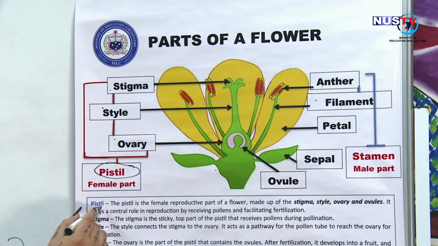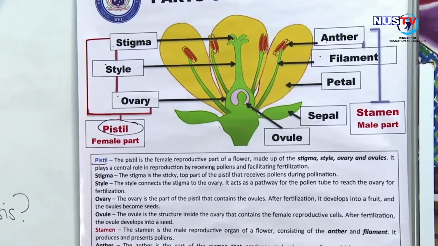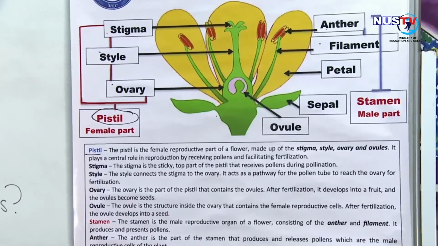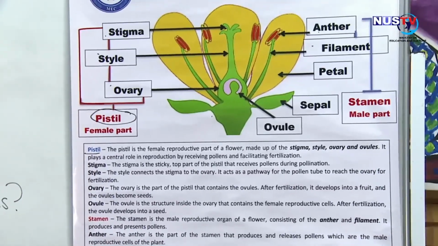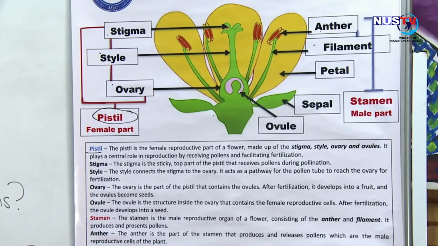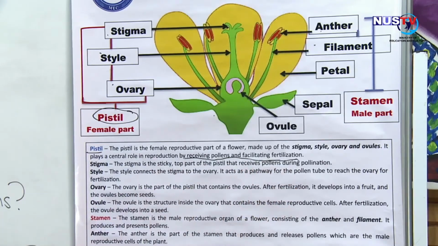Okay, let's look at the pistil. The pistil is the female part. What is the function of the pistil? The pistil is a female reproductive part of a flower made up of a stigma, style, ovary, and ovules. It plays a central role in reproduction by receiving pollen and facilitating fertilization. So that is one of the main importance of a pistil.